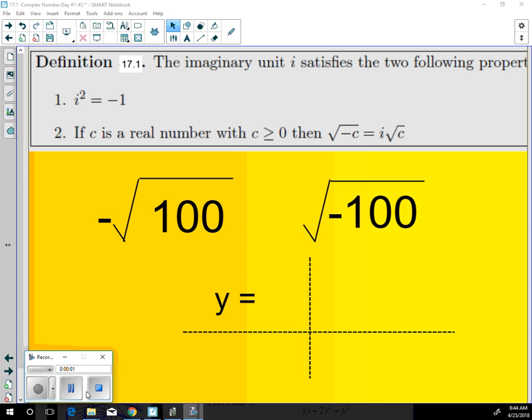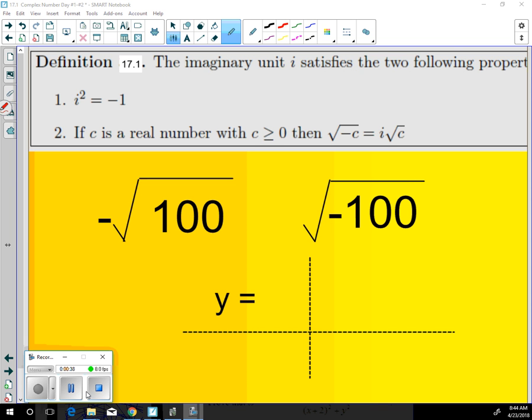Great way to start. If you took the opposite of the square root of 100 or the square root of negative 100, how many of you think those are the same? Are they? No? How many think they're different? So, Avery, how are they different? Exactly. One of them is just a negative answer, and one of them is what we call complex.